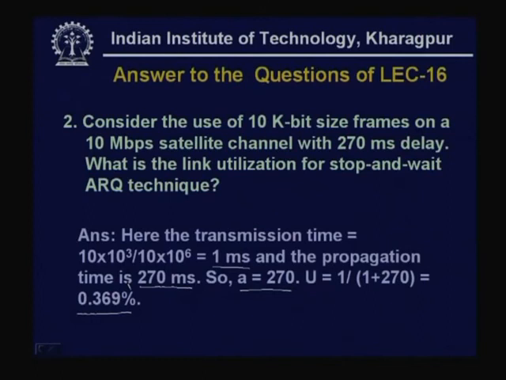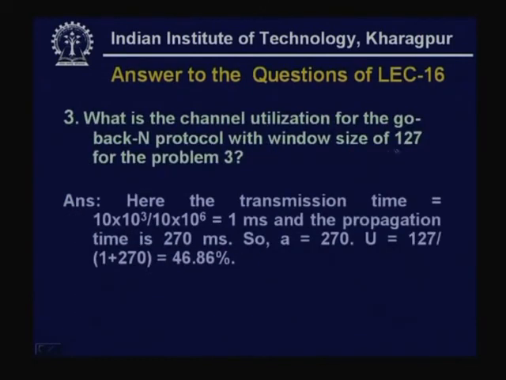0.369%. On the other hand, when you are using go back N ARQ with window size 127, that means you are using 8 bits for the frame number. In such a case, the value of a is 270 and the utilization will be 46.86%. And if you use more bits, that means a larger window, then it can be even 1.